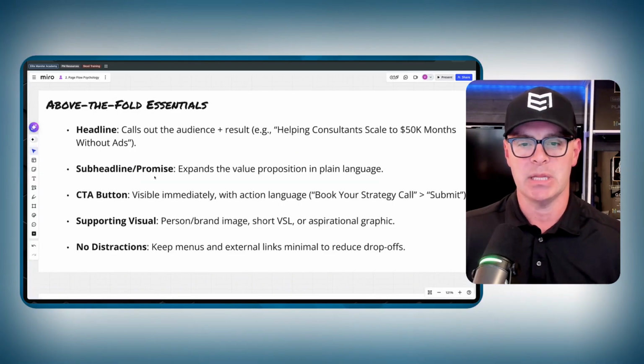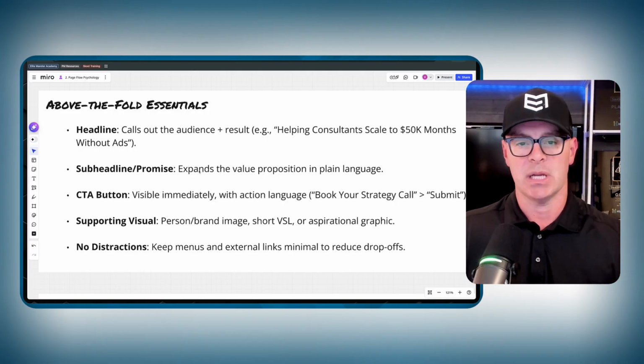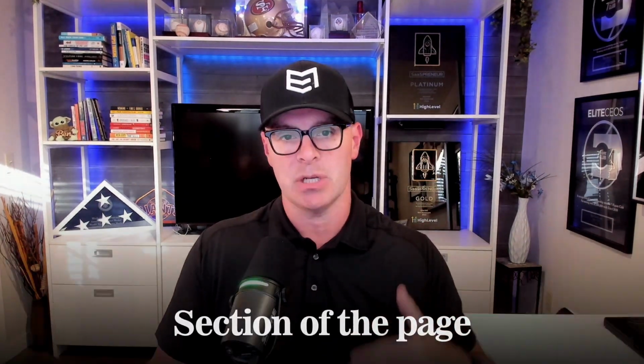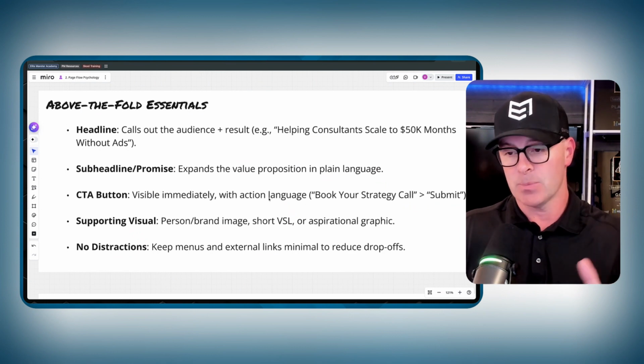So I'm accomplishing there, obviously expanding the value proposition, but I'm also reinforcing why it's so important that this market specifically takes a step back and looks at this information. It's getting them to go on to the next section of the page. That ultimately is what good copy does. It keeps them engaged, keeps them moving on. And then obviously the call to action button has to be immediate, visible above that fold.